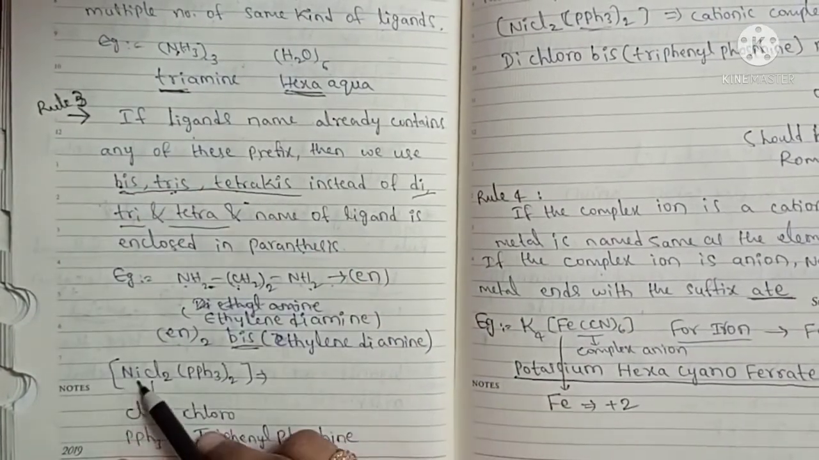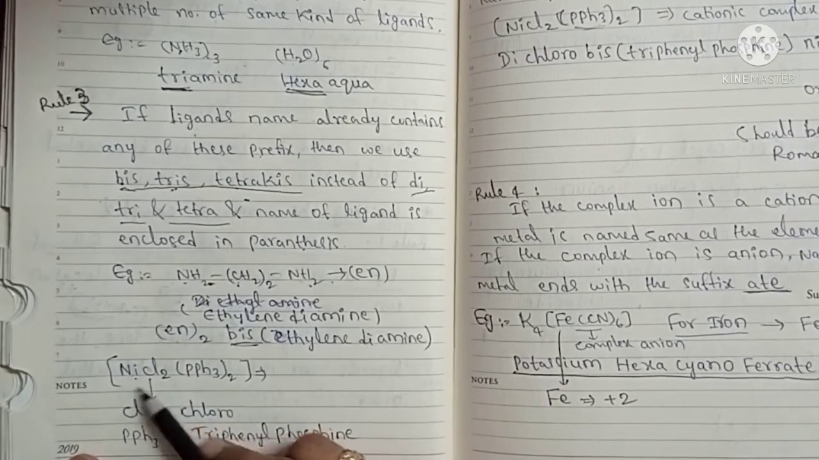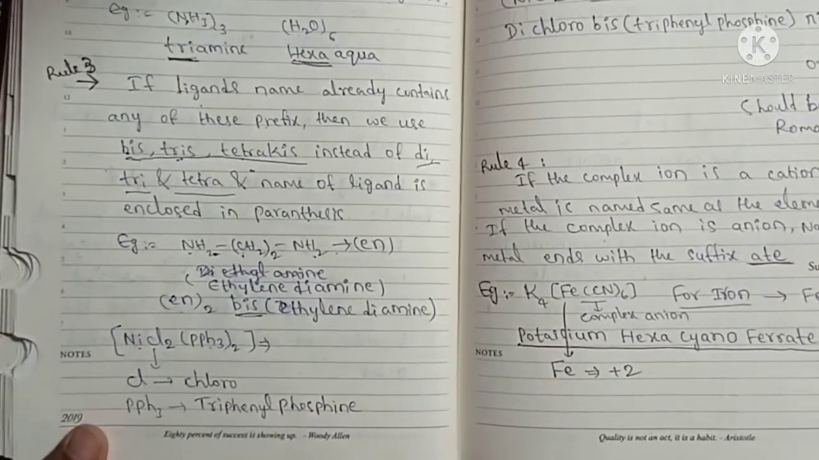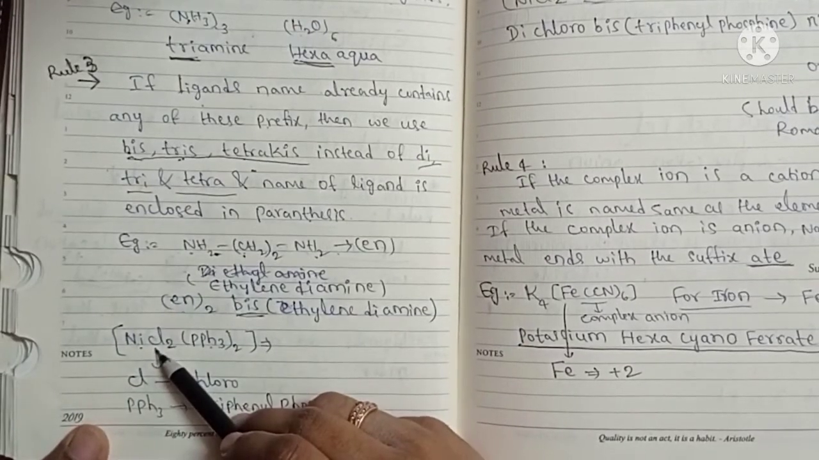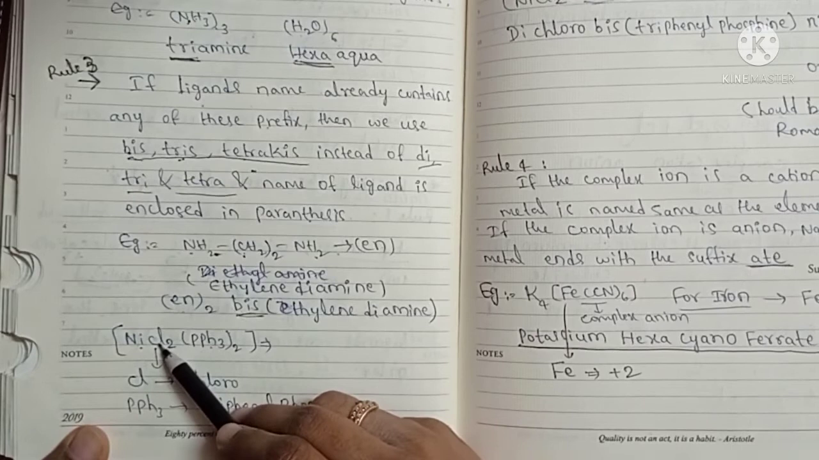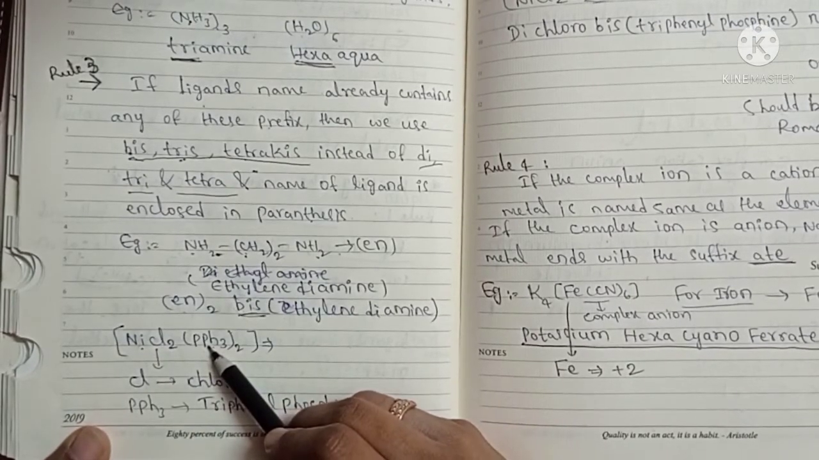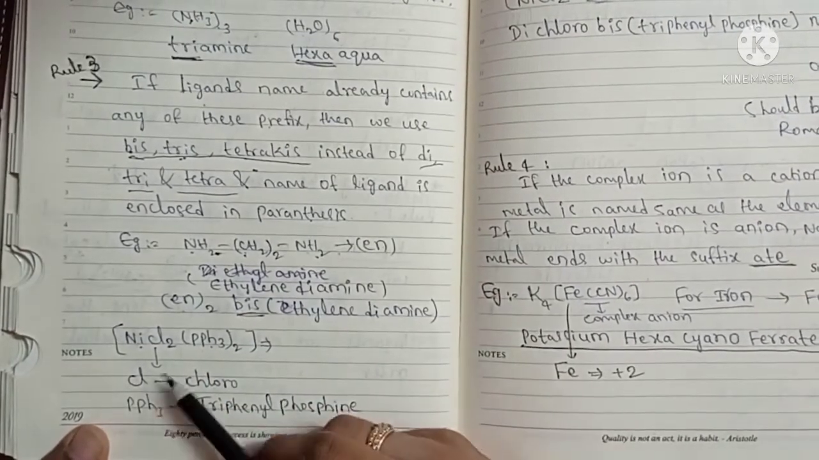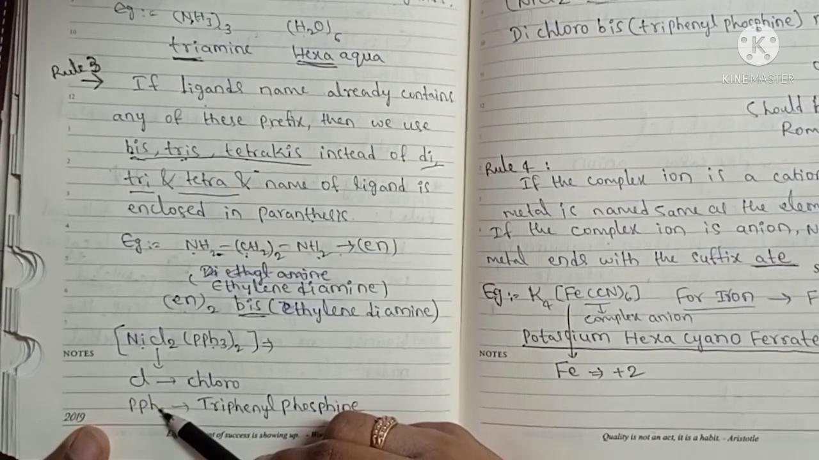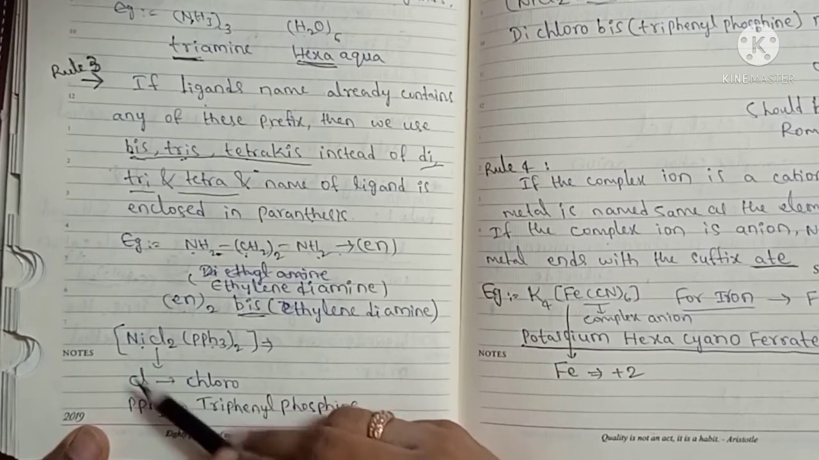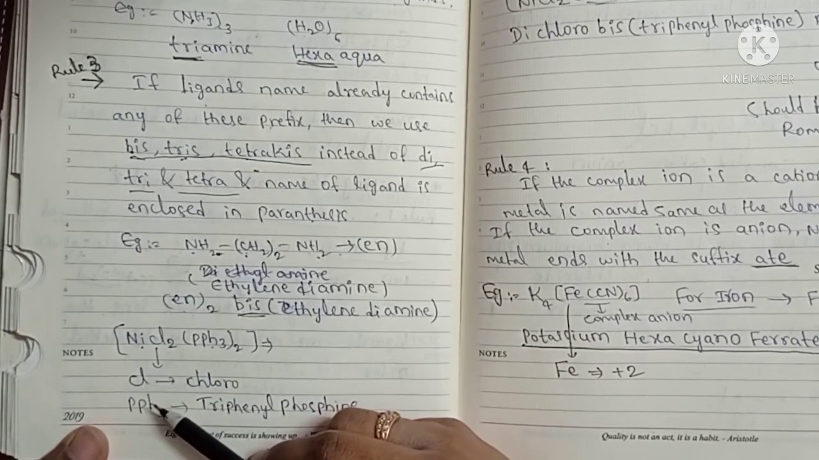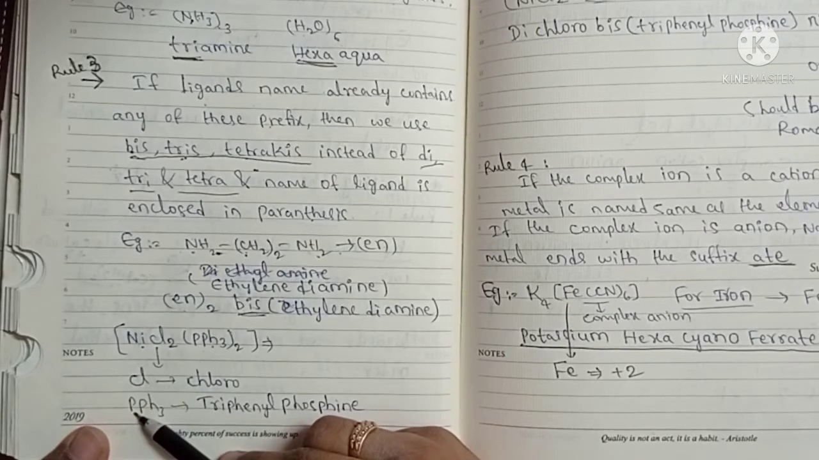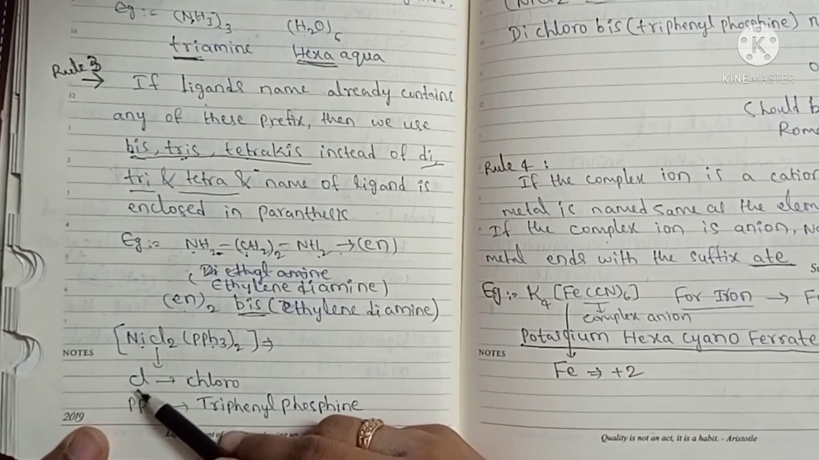And next, we will see another example. NiCl2, nickel Cl2, PPh3 taken twice. In this complex, first we have to name the ligands, right? How many ligands are there? Cl is there, and PPh3. PPh3 means triphenylphosphine. So two ligands are there. First we have to mention the ligands, then followed by the metal. In these ligands, first we should mention whichever comes alphabetically first. Here this is chloro and this is triphenylphosphine. So which comes first? Chloro.